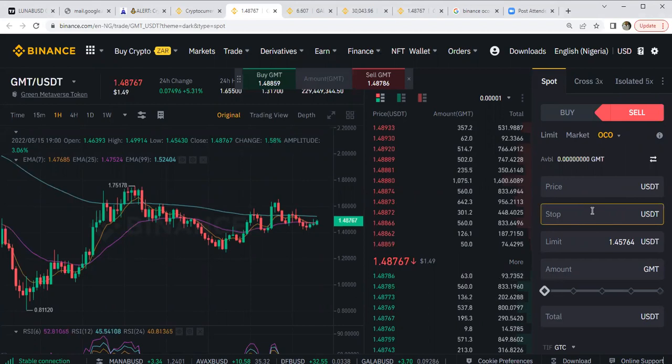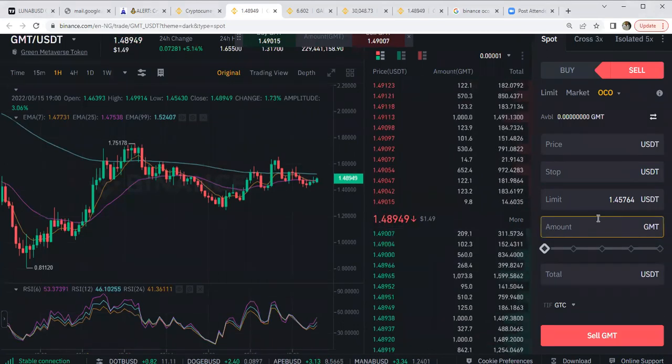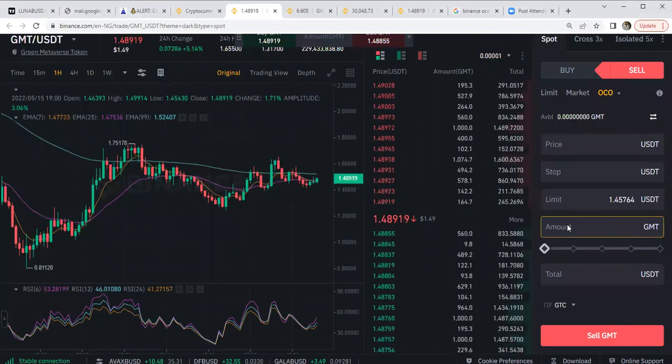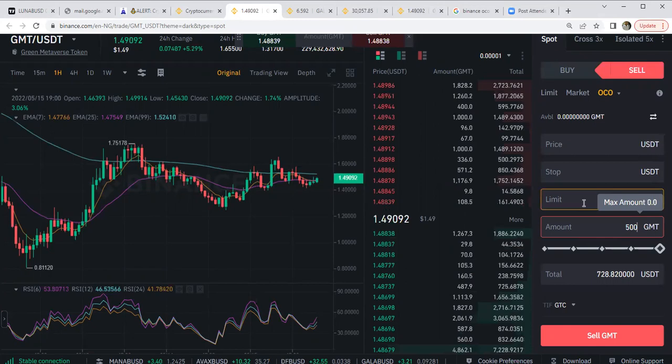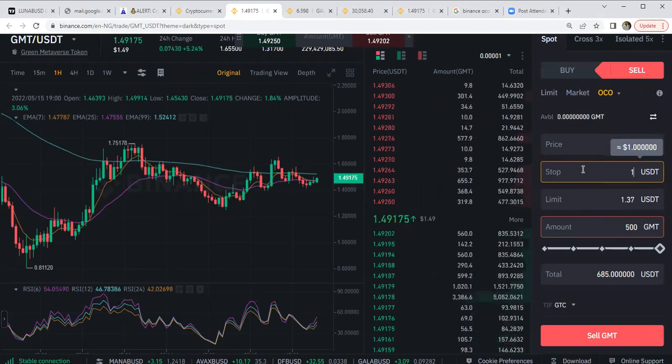It works the same way as a stop loss, but with a take profit at the same time. So let's say after you purchase your GMT, you come to OCO, and you purchase 500 GMT. Then you put your stop limit. What do you say our stop limit is? 1.37, then 1.38.